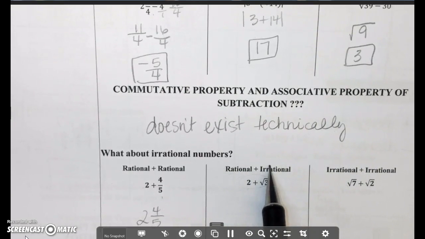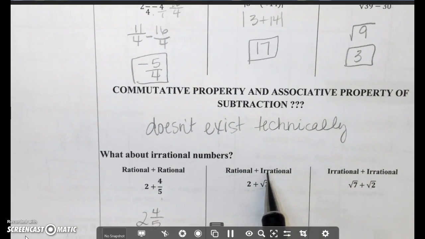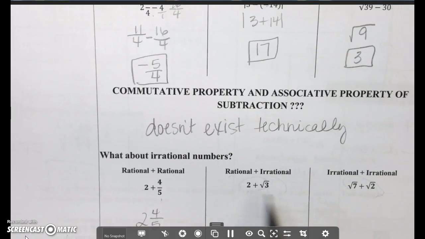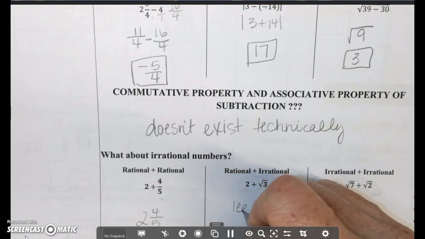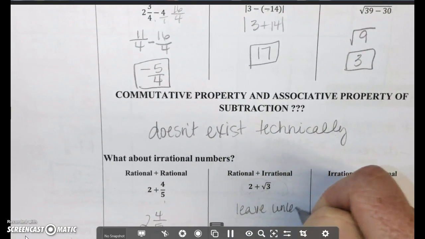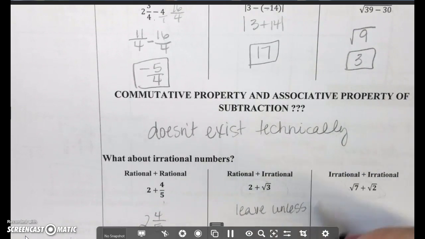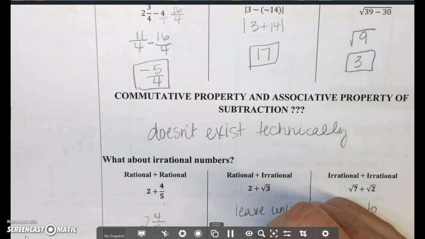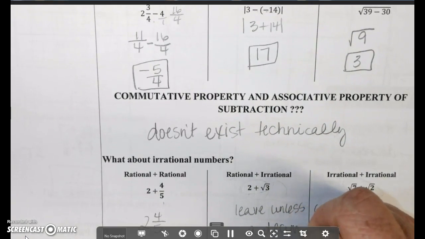If you're adding a rational and an irrational, or two irrationals together, you're going to leave it in this format, okay, unless you change it to a decimal. So you're just going to leave it this way. Leave unless convert to a decimal. Okay, that's 4-2.